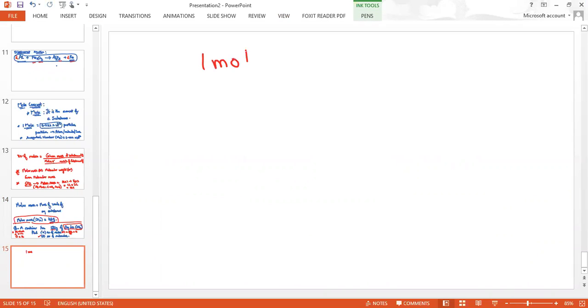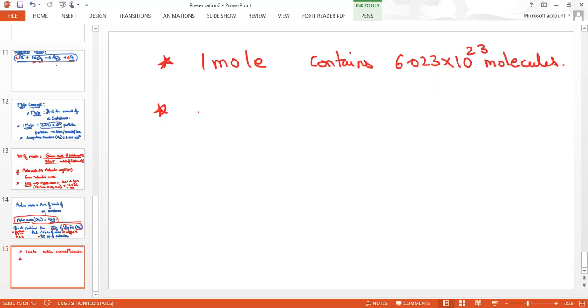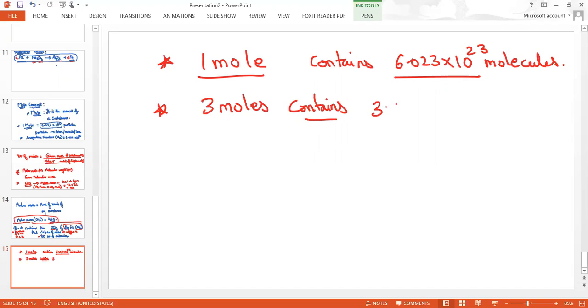So how to calculate the number of molecules? You know that 1 mole contains how many molecules? 6.023 into 10 to the power 23 molecules. Exactly. Now how many moles do we have? 3 moles. So 3 moles contain how many molecules? 1 mole has 6.023 into 10 to the power 23, so we multiply by 3. That will be 3 into 6.023 into 10 to the power 23 molecules.